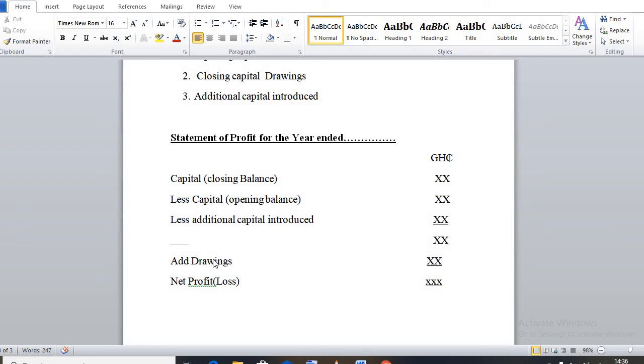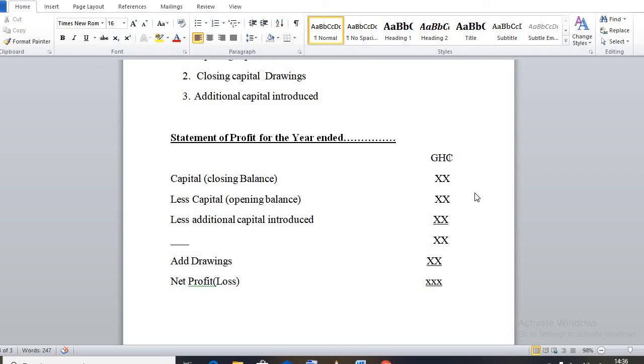So we started business, and in the course of the business we got to know that the resources that we have are not enough, so we have to add more to it. So the additional one that we introduced, we also treat it to be part of the initial capital that we've introduced. And we have to add drawings because if the owner had not taken resources from the business, it means the closing figure that we will see for capital will be more than what is given in the question. Okay, so we add drawings to the statement to know the actual profit for the period.